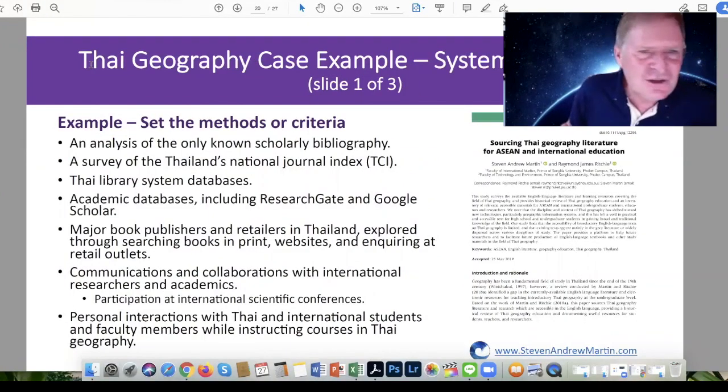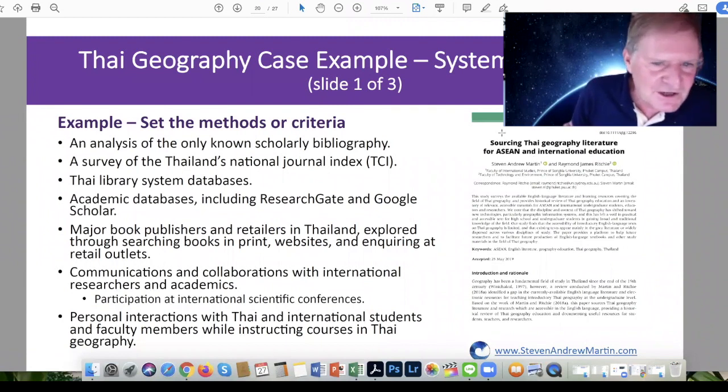Now I'll use 3 quick slides to introduce the Thai geography case. This paper is really easy to find because it's also open source. I believe you can just download it from the Journal of Tropical Geography. Yeah, I'm pretty sure. Otherwise, email me or go to my website.